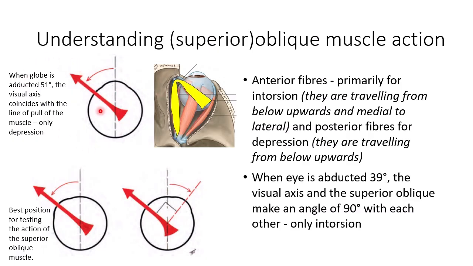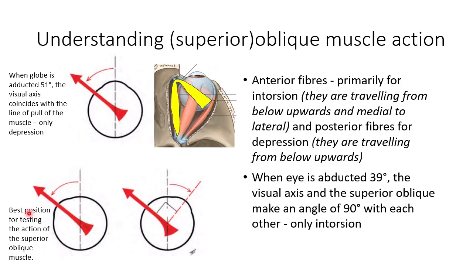So superior oblique acts as a pure depressor. Why depressor? Because it is attached to the top of the globe. Similarly, inferior oblique acts as a pure elevator in adduction. Why elevator? Because it is attached to the bottom of the globe, right?